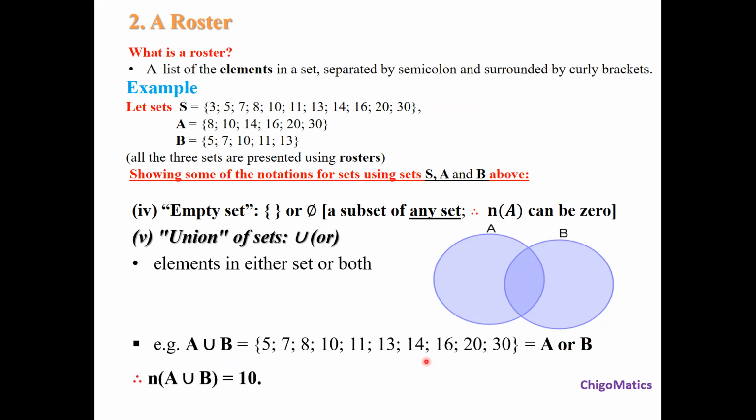Right? Okay, if we now try to check how many elements we have in A union B, that means if you count this from 1, 2, 3, 4, 5, 6, 7, 8, 9, 10, they are 10. The number of elements in A union B is equal to 10. They are 10 elements.